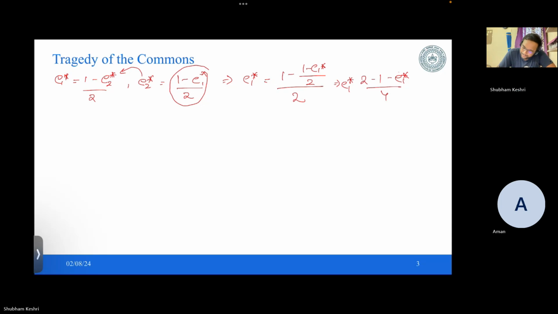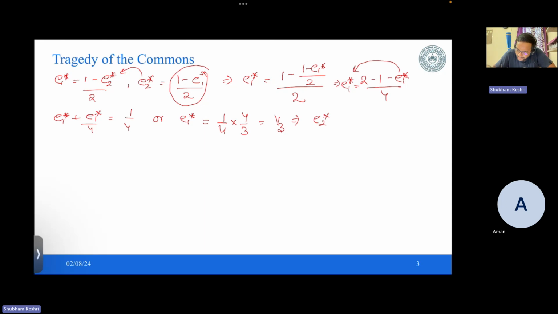Now you can just put this E1 star on the other side, and you will obtain E1 star plus E1 star by 4 equals 1 by 4, or E1 star equals 1 by 4 times 4 by 3, which equals 1 by 3. And since this problem is symmetric, you will obtain that E2 star is also 1 by 3. Therefore, 1 by 3 comma 1 by 3 is a Nash equilibrium for this problem. All right. So E1 star comma E2 star becomes 1 by 3 comma 1 by 3. This is the Nash equilibrium.